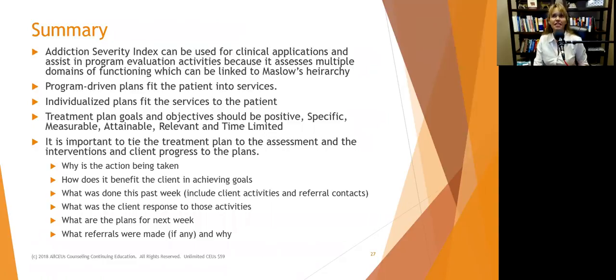Program-driven plans fit the patient into services. They just plug and chug. Individualized plans fit the services to the patient. So this is more like a smorgasbord.